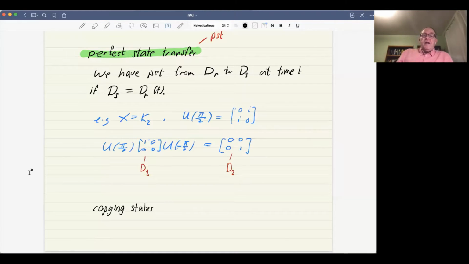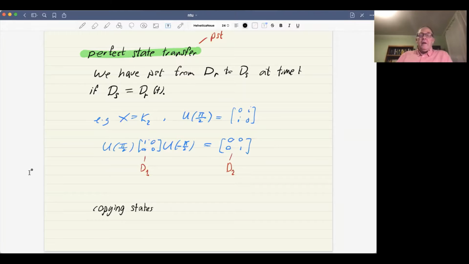So the jargon is we have perfect state transfer from a vertex R to a vertex S, or from the density matrix D sub R to D sub S at time t, simply if D sub S is D sub R at t. So D sub S is U of t, D sub R, U of minus t. Okay, so that's the definition of state transfer. So now we've specified the initial state and the target state. Okay, so we're in a very concrete situation.